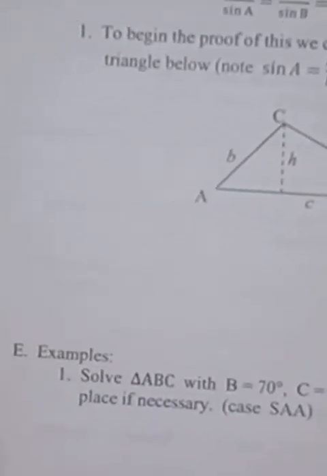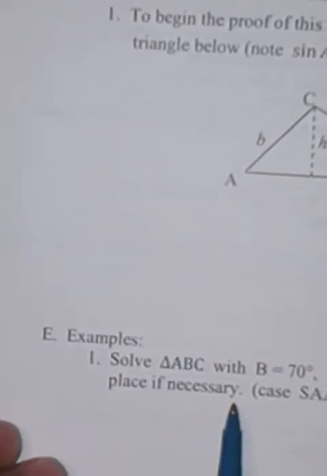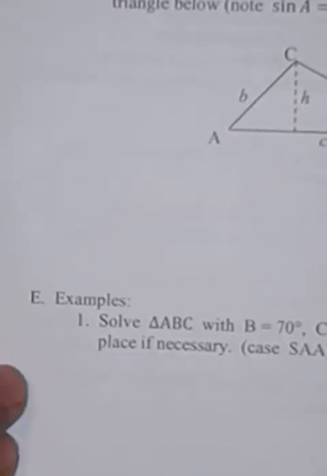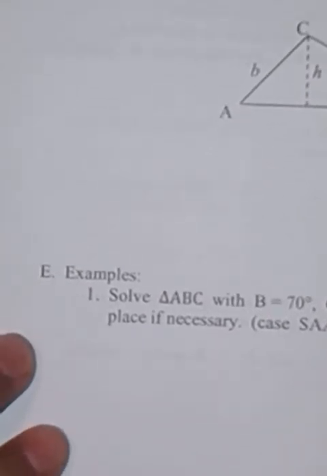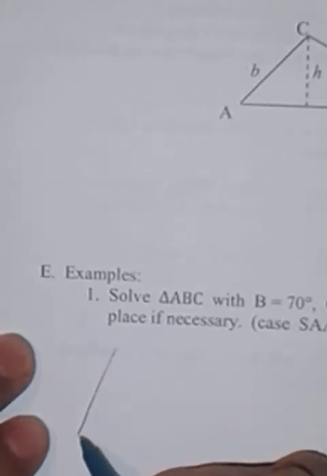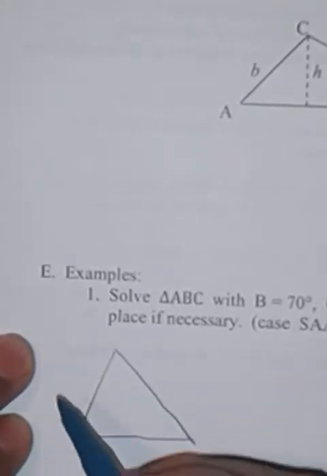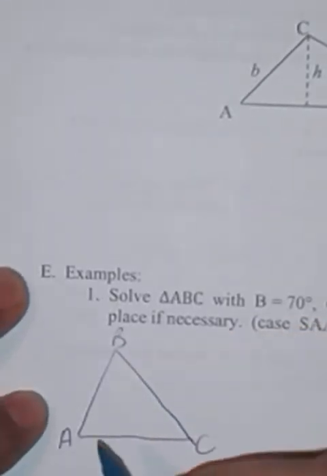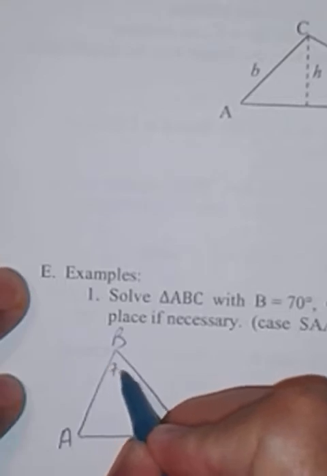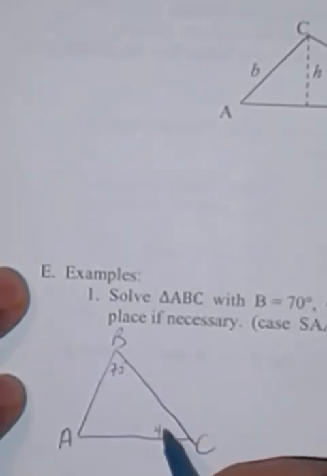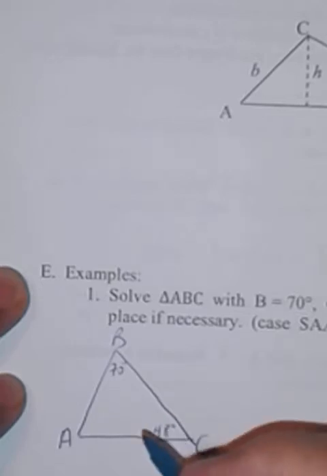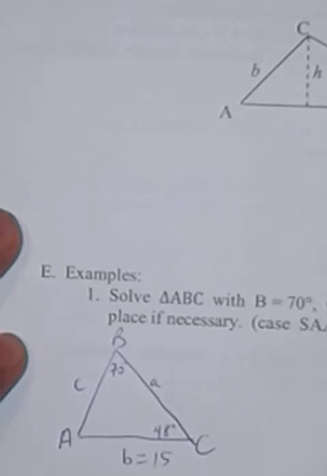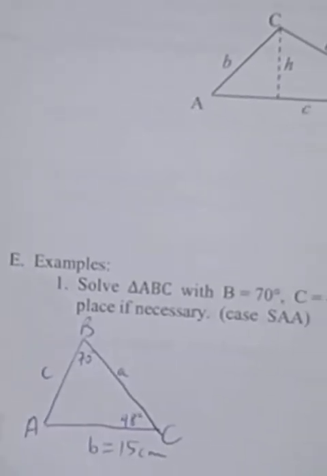Let's look at an example. Number one says solve triangle ABC with angle B is 70 degrees, angle C is 48 degrees, and side b is 15 centimeters, round to one decimal place if necessary. First I will draw a generic triangle with vertices A, B, and C, which means angles A, B, and C also. Fill in my numbers, so B is 70 degrees, C is 48 degrees, and side b is 15 centimeters.